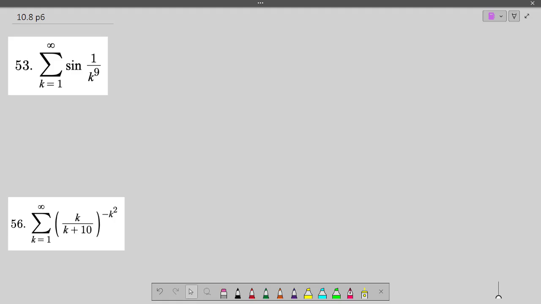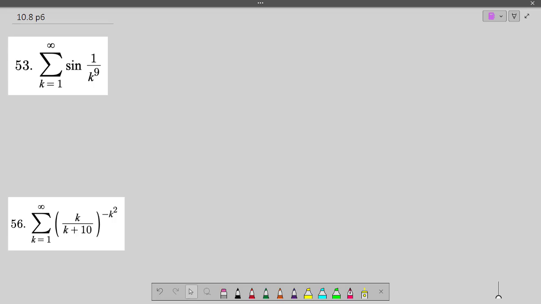Okay. We got this really oddball looking thing. Remember that when we do our triage here of trying to figure out what to do, especially if something looks really unfamiliar, let's think divergence test first, at least think it. As k goes to infinity, do our terms go to 0? No. What is sine of 0? 0. Oh. So yes. So divergence test is inconclusive, but we at least want to consider that.